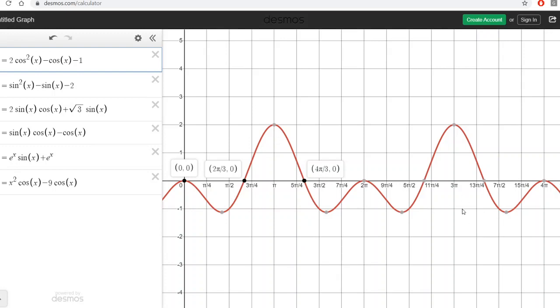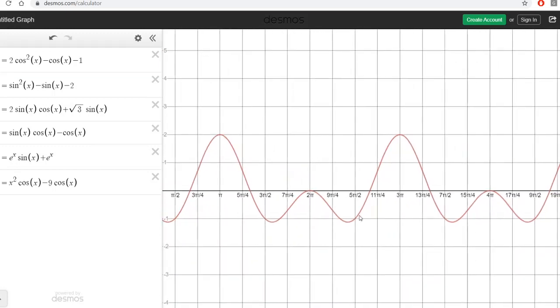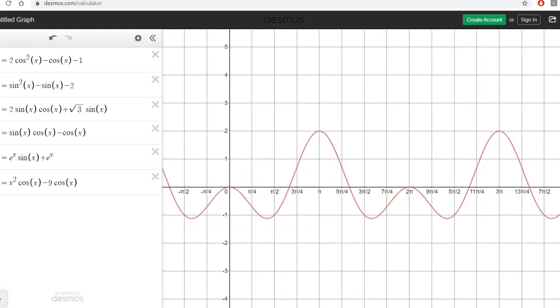And then we can see that if you were asked to find all solutions, well, if you were to add 2 pi to each of the solutions that we got, then you would get 2 pi and 8 pi over 3, 10 pi over 3, etc. So just like with other trig functions, this one continues and repeats its values.